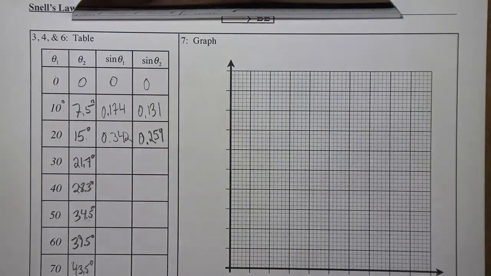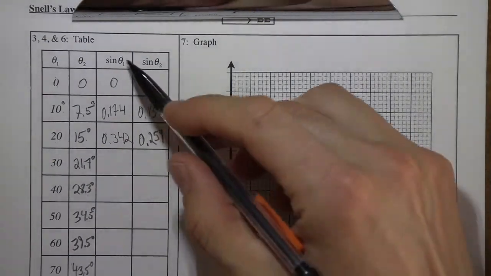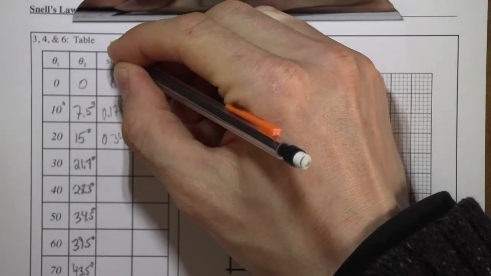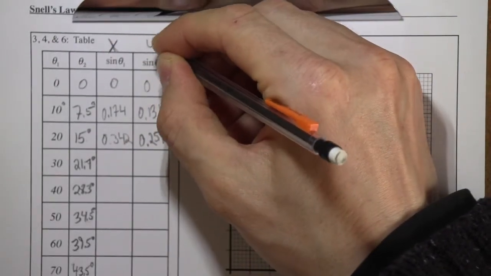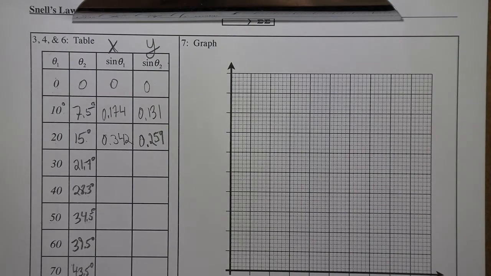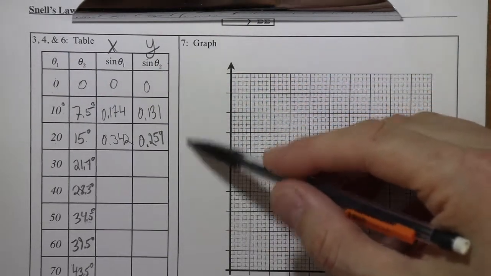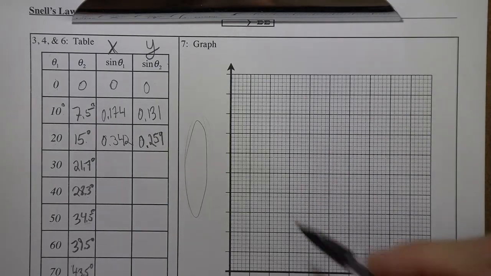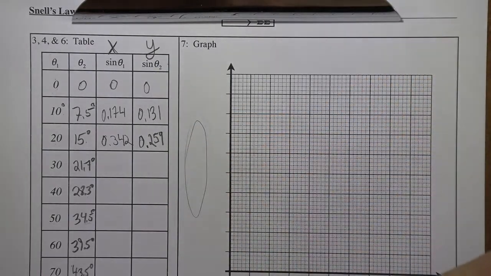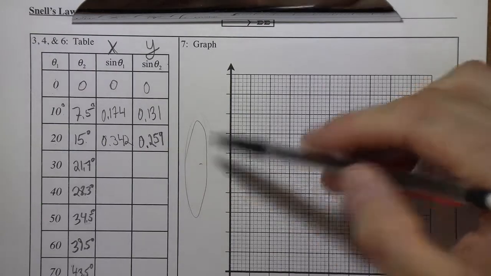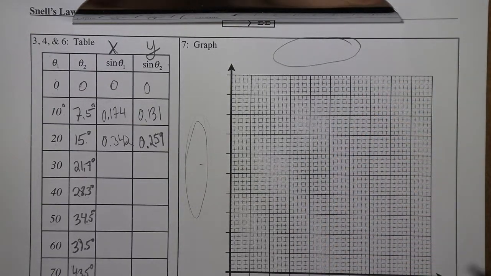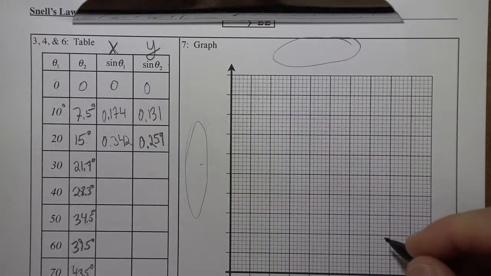Okay, the next thing that we're going to do is, as I said, plot these two columns. This will be on the x-axis, and this will be on the y-axis. So fill in the titles. We got to label these. There's no units, so you're just going to put sine theta 1 here, sine theta 2 here, and make sure there's a title to the graph. You could call it Snell's Law Lab or something like that. It's up to you. And then plot your data points.